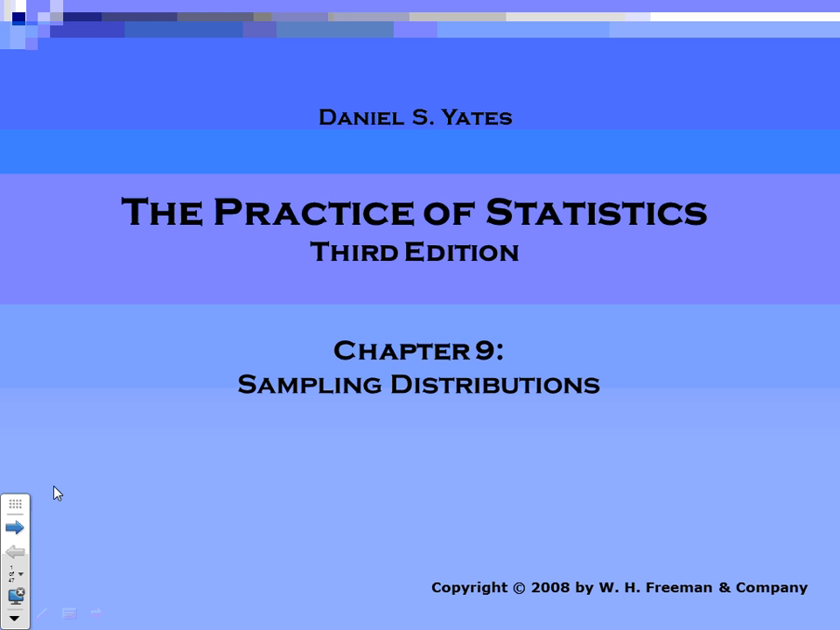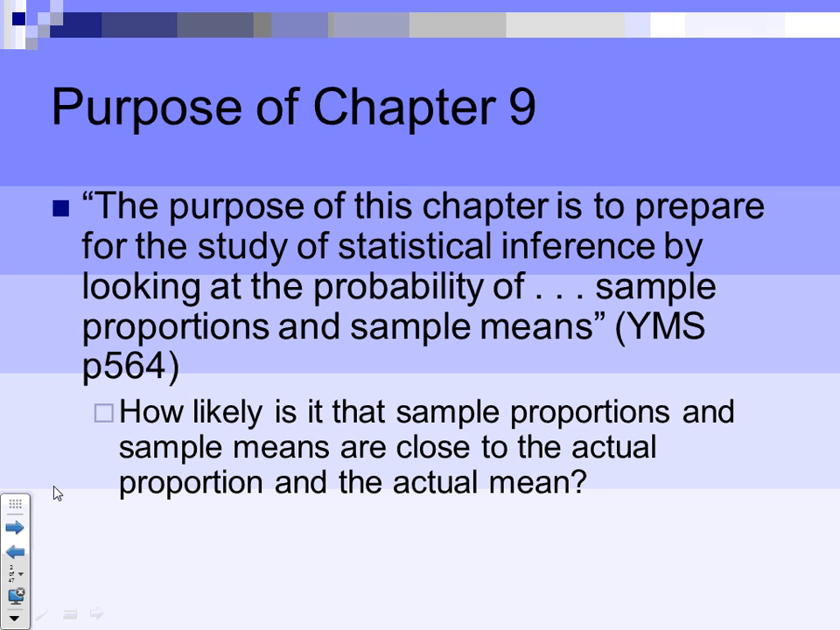Okay, we're going to start here our Chapter 9 notes. This is our last chapter in probability. It's kind of like a segue chapter between probability and inference. And we're going to be taking a look at this idea of sampling distributions.